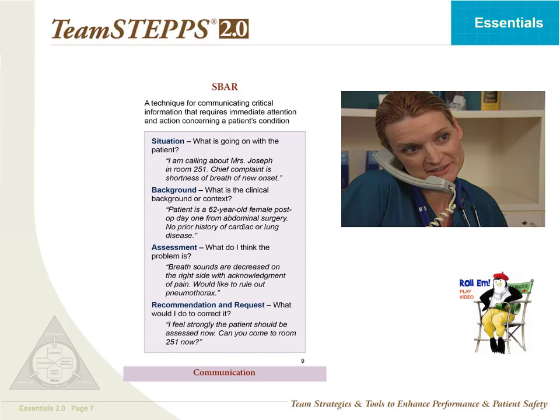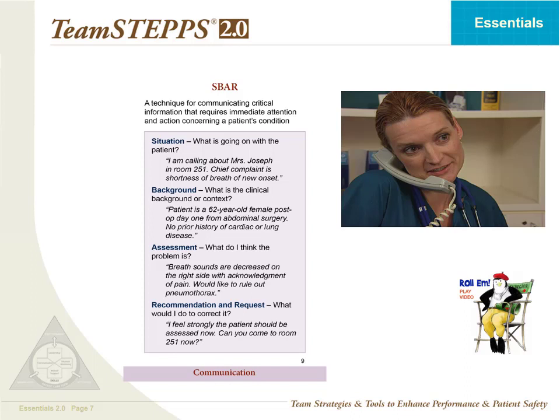SBAR is an easy-to-remember tool that is useful for framing any conversation, often a critical one requiring a clinician's immediate attention and action. In phrasing a conversation with another member of the team, consider presenting the following.